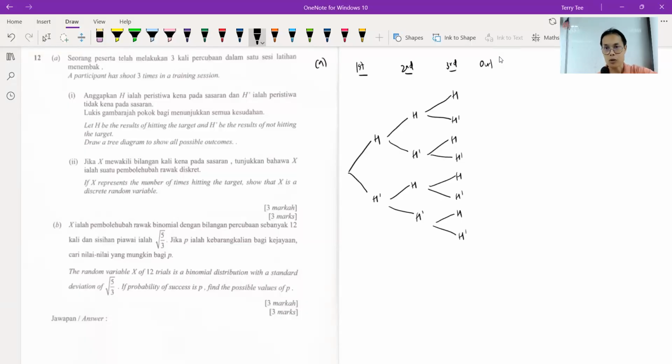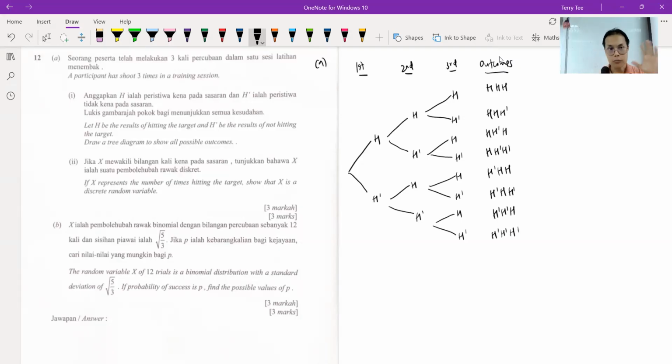And your outcome, or your kesudahan, right? So they say list the outcomes. So you're going to write down what the outcomes will be: hit, miss, hit, miss, hit, miss, hit, miss, hit, miss, hit, miss.